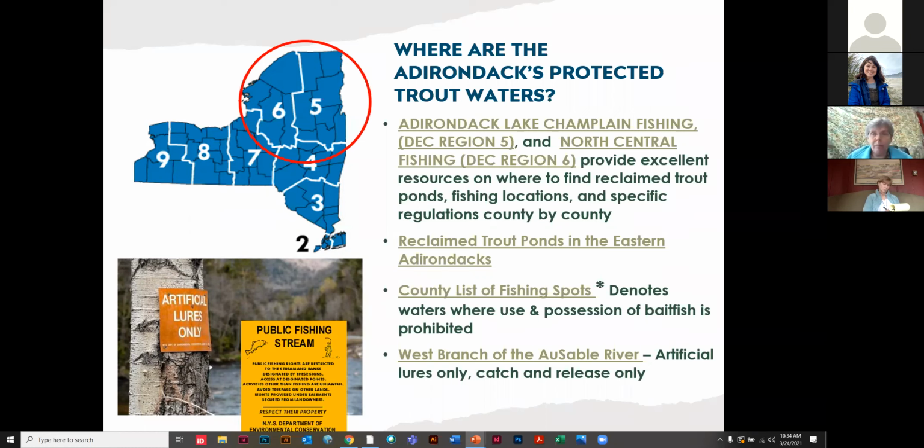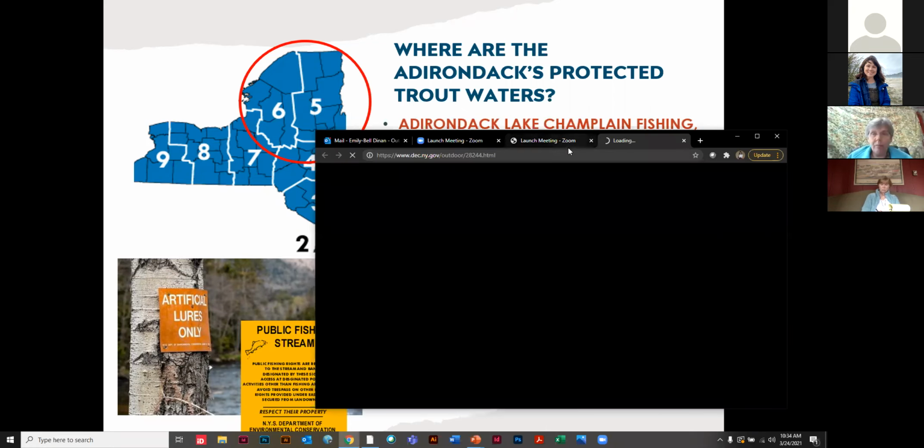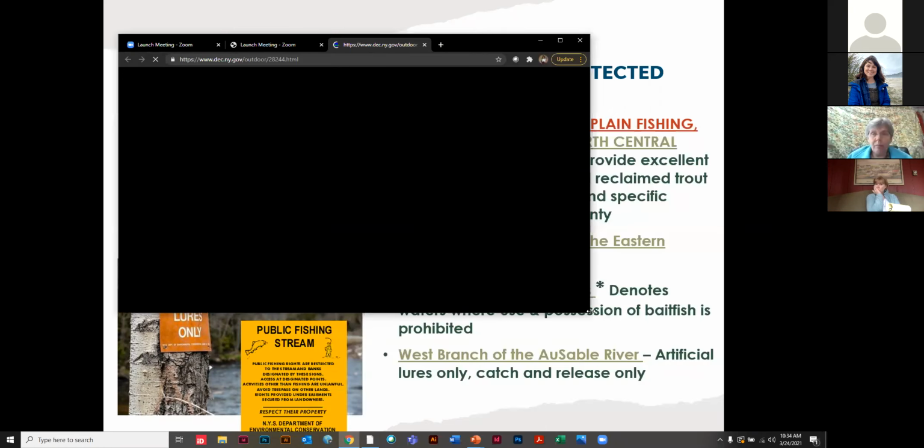So the DEC has reclaimed trout ponds where, through many different means, they have made these ponds where it's just brook trout. And there might also be areas where, well, we'll talk about regulations in a little bit, but just for an example, if we go to the Adirondack Lake Champlain fishing region, DEC Region 5, let's see, I've put in a lot of links here, so I hope it works. My internet might be too unstable.